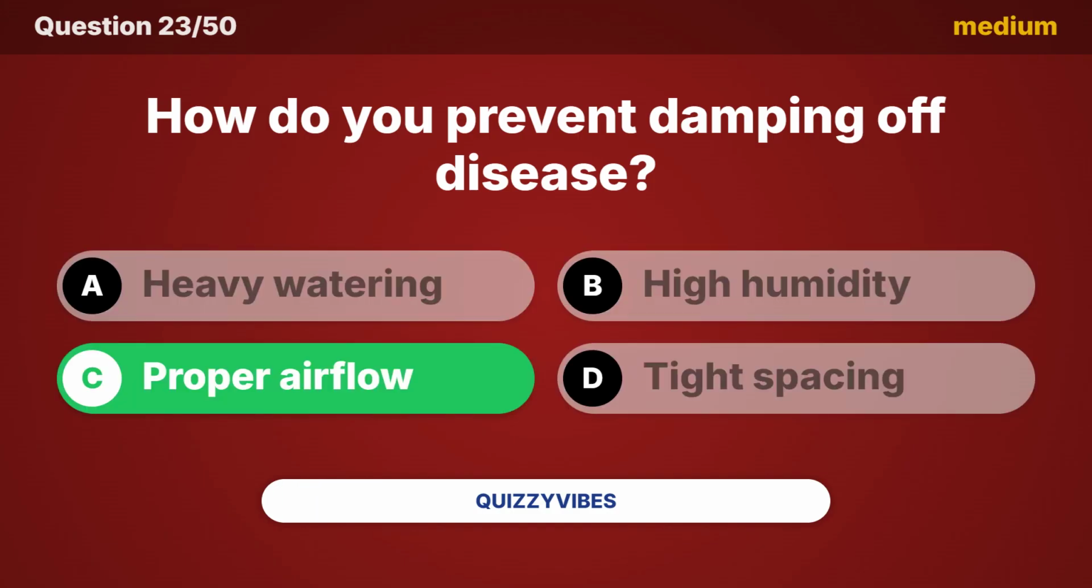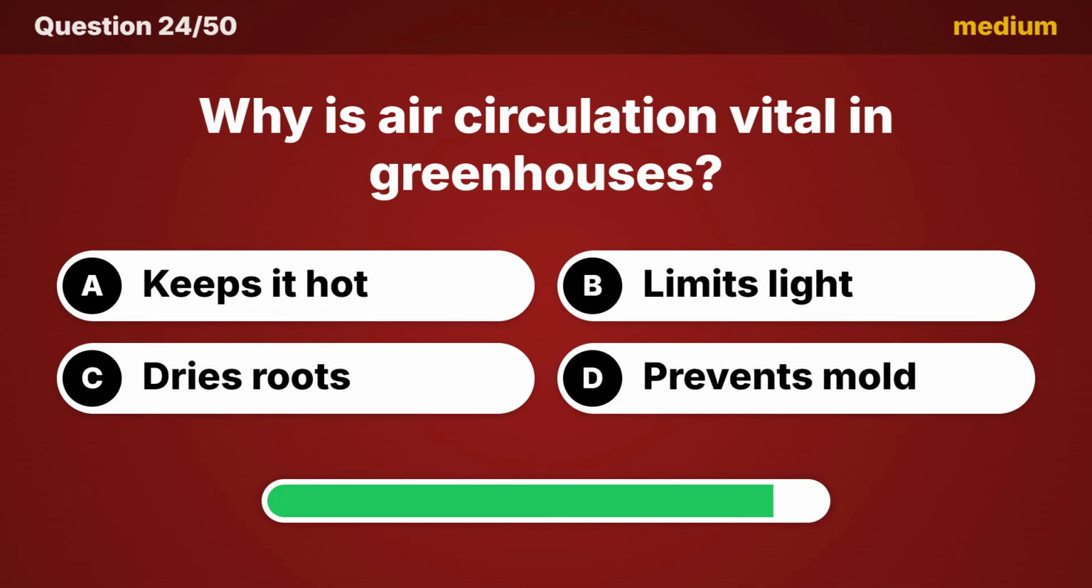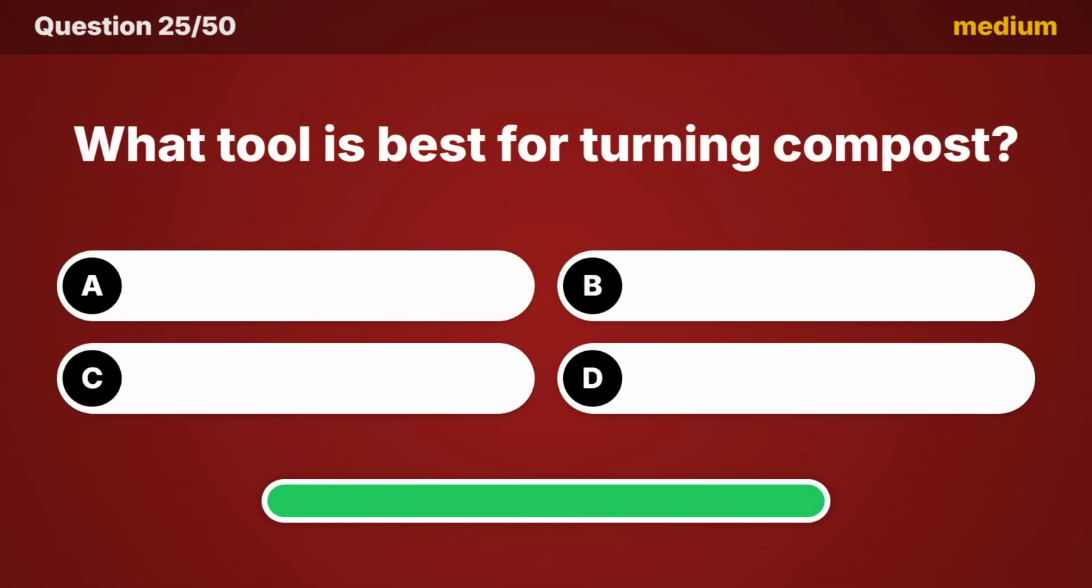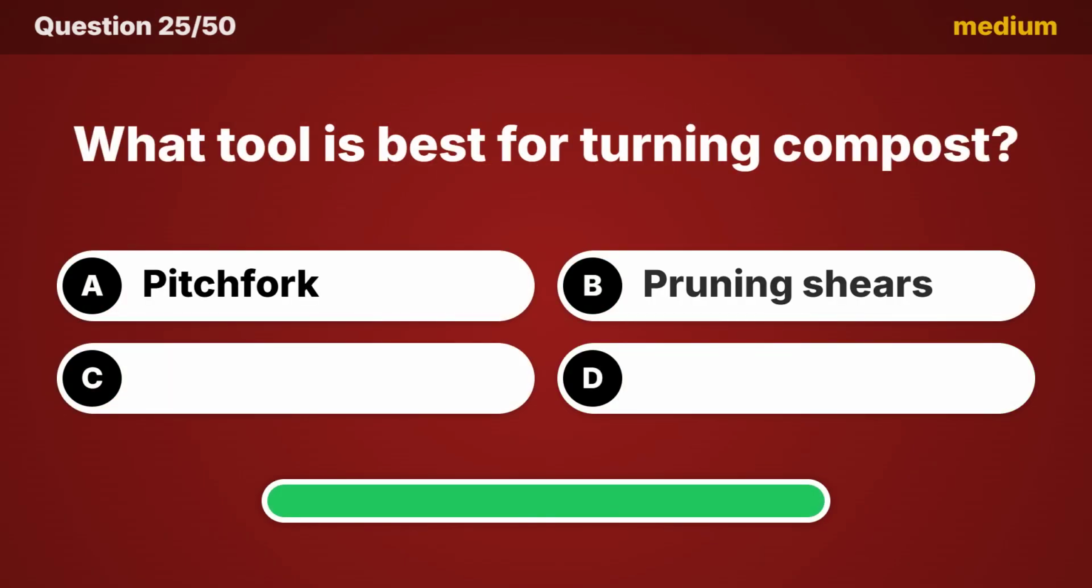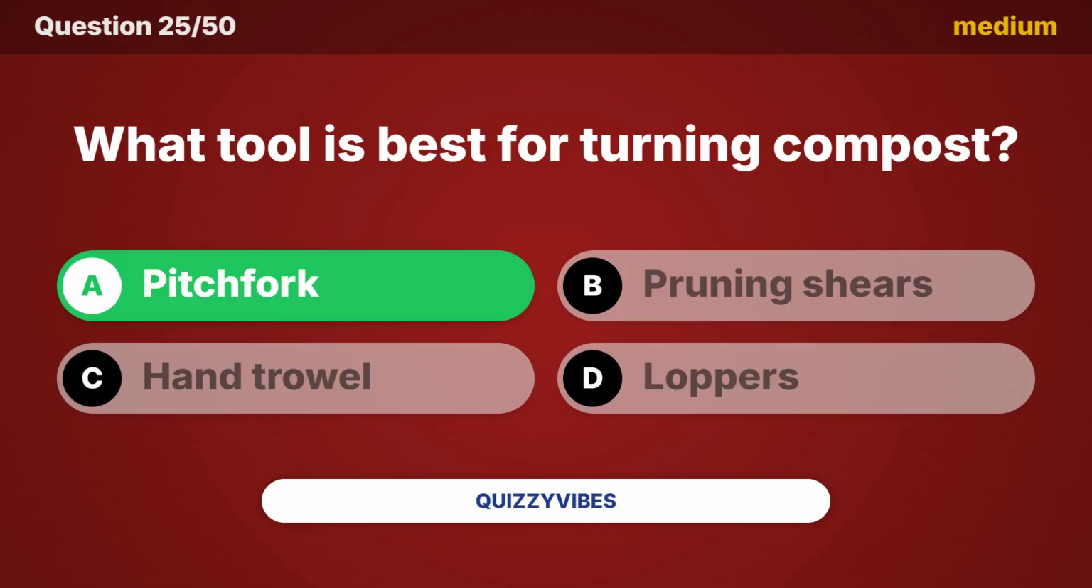And the answer is proper airflow. Why is air circulation vital in greenhouses? Time's up. It prevents mold. What tool is best for turning compost? Here is the answer. Pitchfork.